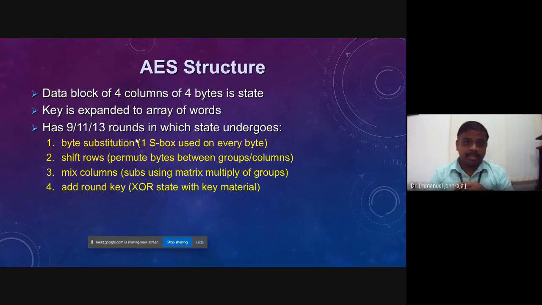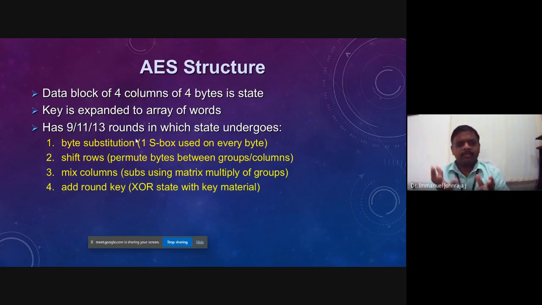And then columns are mixed, something similar to shift rows. So these all are transposition. It is not substitution, it is transposition. And then add round key. Please remember, the round key is XORed. It goes through an XOR operation with the output of the mixed columns operation. So that is the only place where the key is added. Nowhere else is the key added.